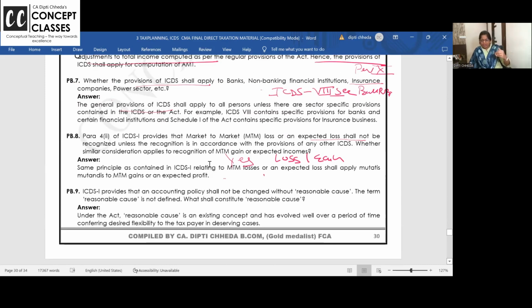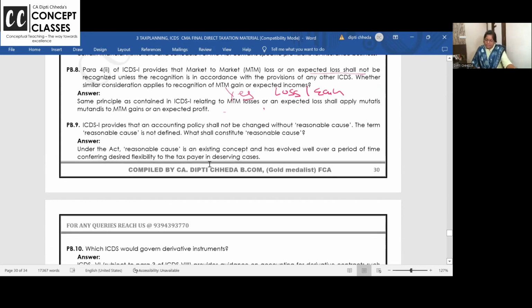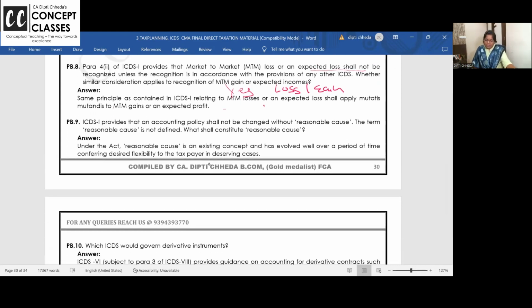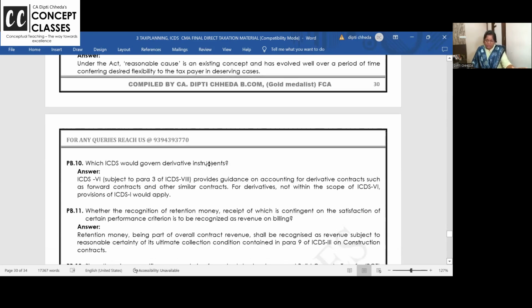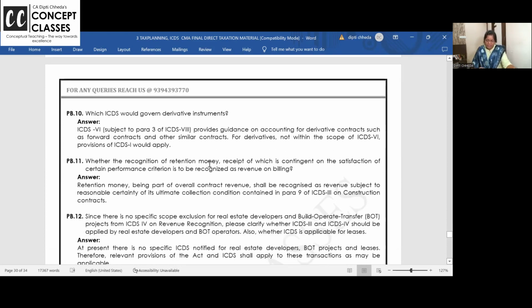I would again recollect: mark to market loss means prudence losses are not allowed in income tax. So prudence gain also we will not recognize unless you receive. ICDS 1 provides that accounting policy should not be changed unless there is reasonable cause. Is reasonable cause defined? No. You need to just check the concept, go into the facts and check it.